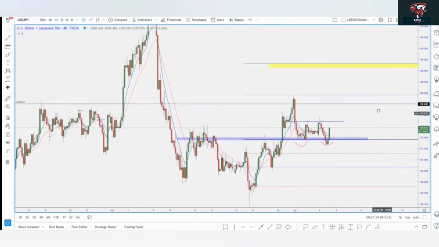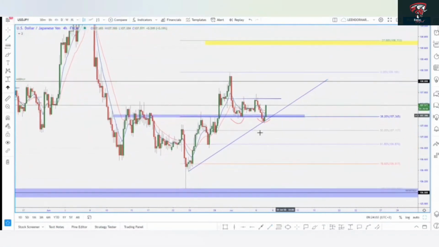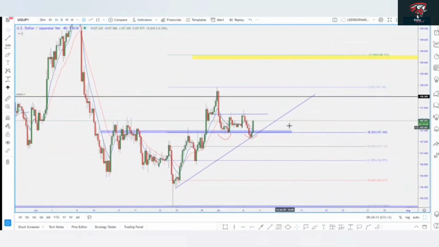Again, what do we have on this chart? On the H4 we do have this trend line. We can't ignore this trend line. It can be an element that we add on to everything else that's happening here to understand where we can potentially head to.